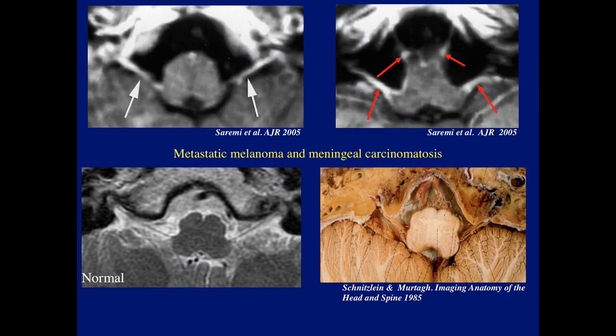And of course, I've shown this before. This was a metastatic melanoma, which I showed last week, coating the 8th nerve and also the 6th. And here it is also in the same patient, coating the 9th through 11th nerve bilaterally. So metastatic melanoma and meningeal carcinomatosis.